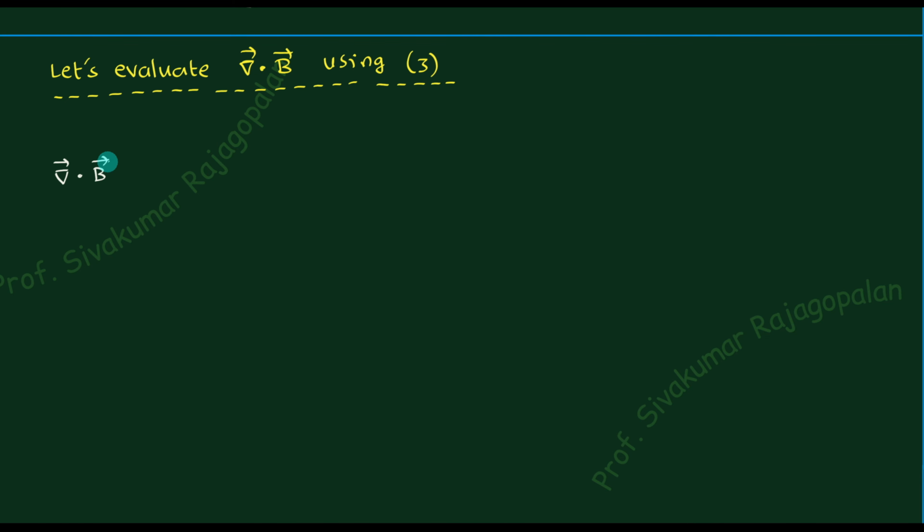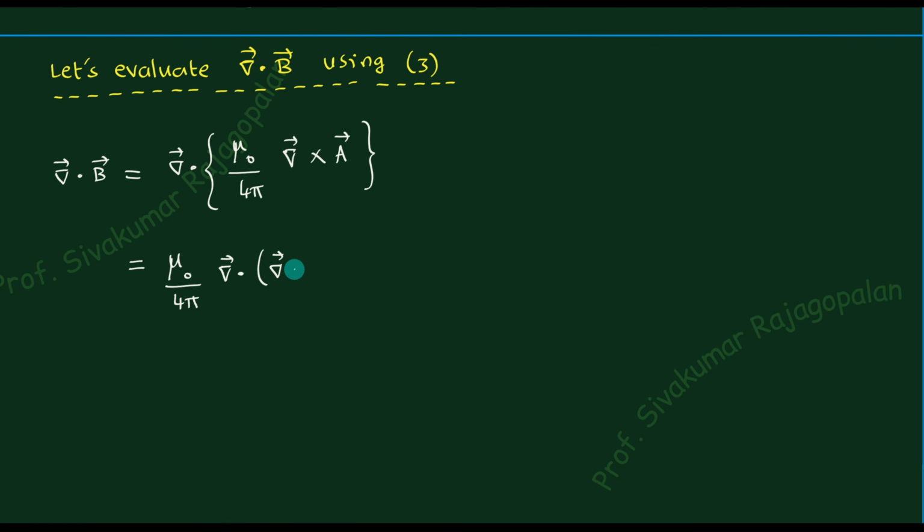So the divergence of the magnetic field is equal to the divergence of, so write down whatever is there in equation number 3. That's all. I'm simply copying it. And then now you have divergence is there. You have a curl is also there, isn't it? So this is the divergence of curl of A.